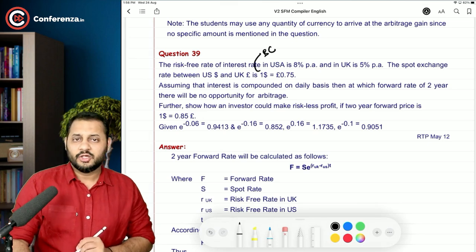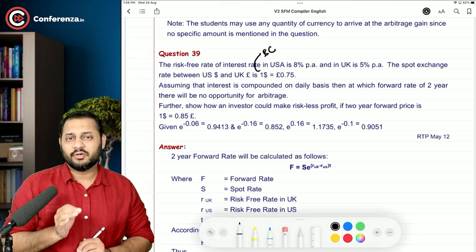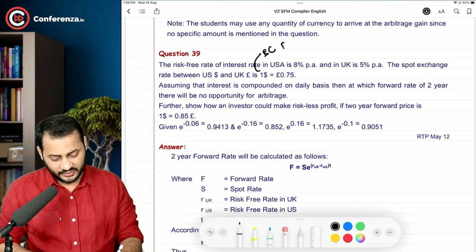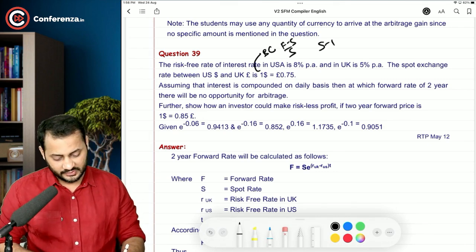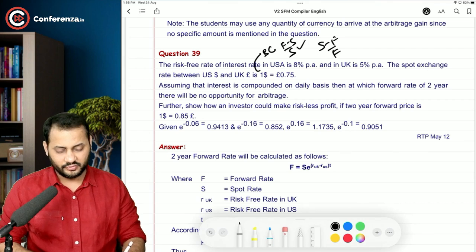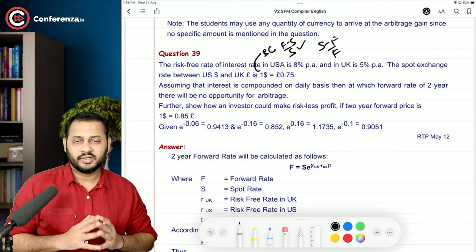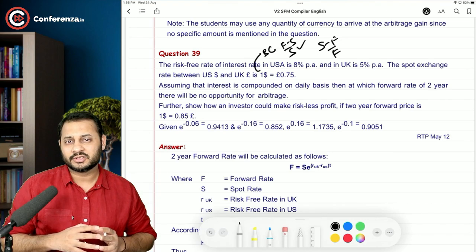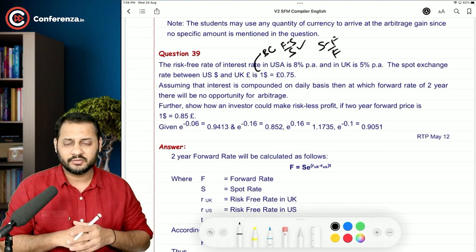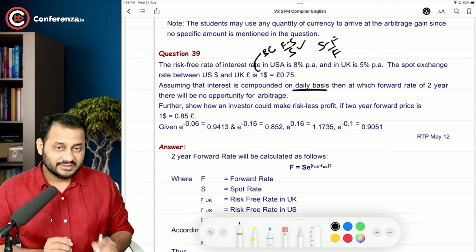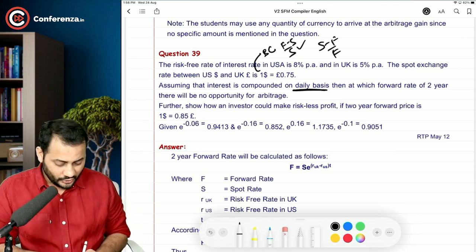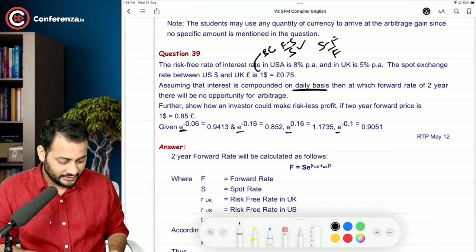Base currency. So if you want to calculate the premium or discount in dollar, the formula will be F minus S by S. If you want to do it in pound, it will be S minus F by F. We'll try to do it the straight way. We'll try to find out the premium or discount in the dollar itself, but let's see what has been given. Assuming that interest is compounded on a daily basis. Since the interest is compounded daily, you have been given the values of e.